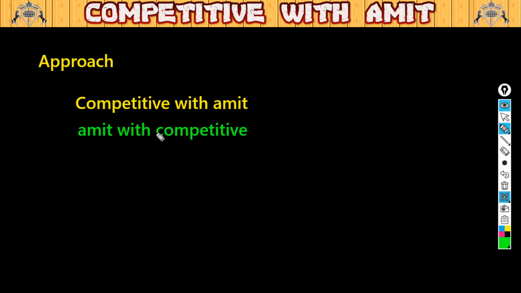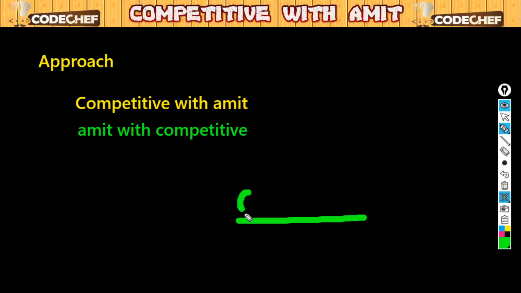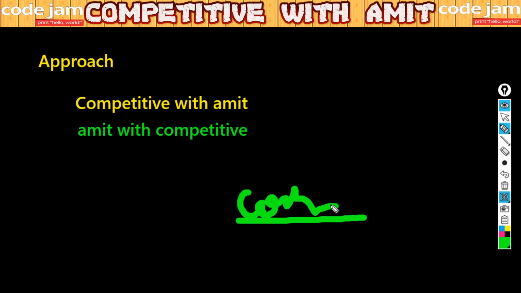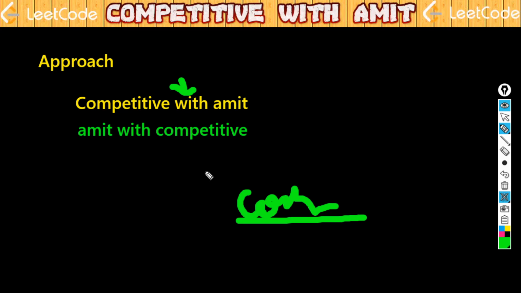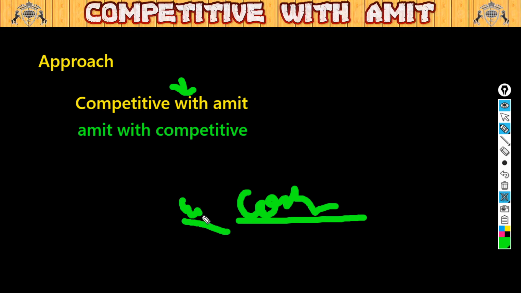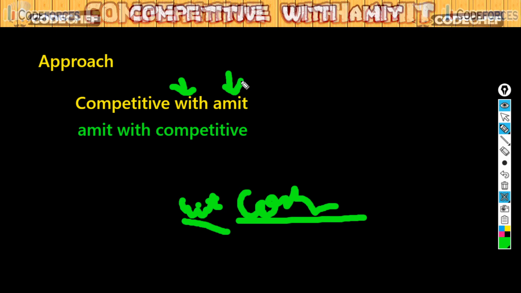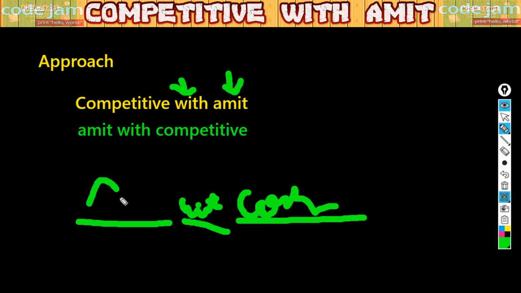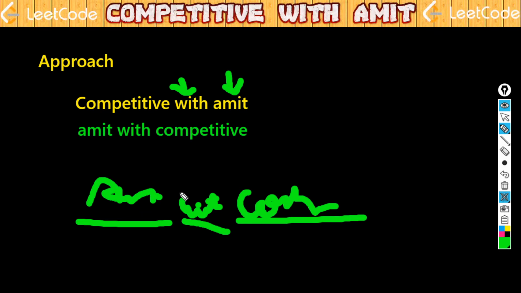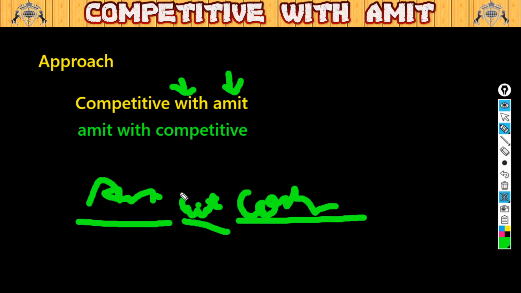First of all, we'll pick the first word and place it in a new string. So first "competitive" will be there. Now we'll pick the second word, "with", and place it at the starting only. So "with" will come second. After this, we will pick the last word, in this case the third word, Amit, and place it at the starting. So basically we have to pick each word from the start, place it in a string, and whenever a word comes, place it at the starting only. So we will get our answer.